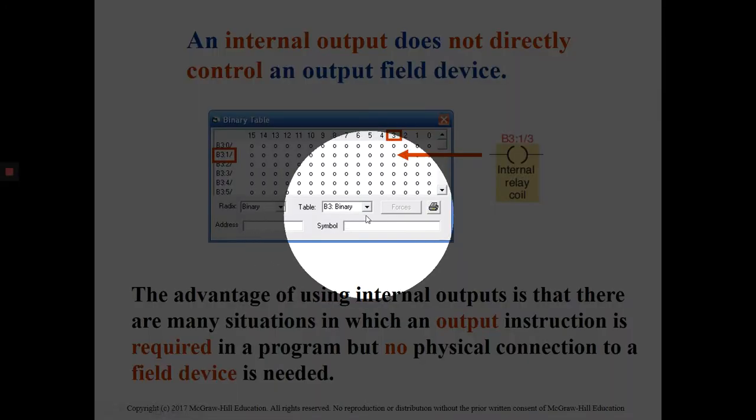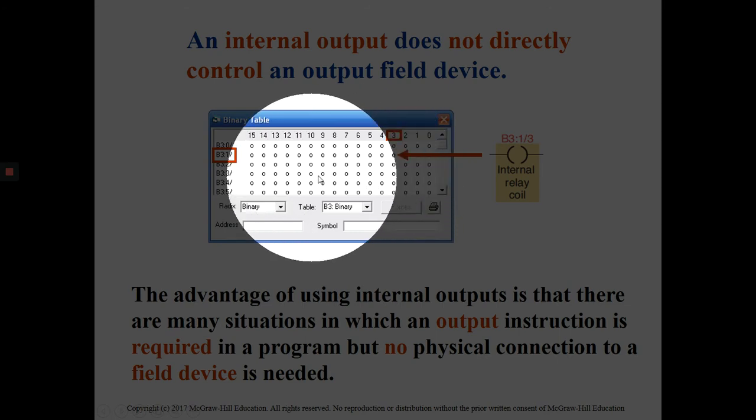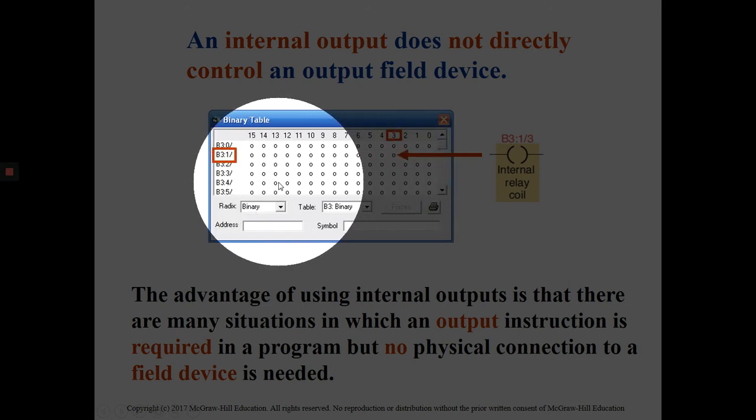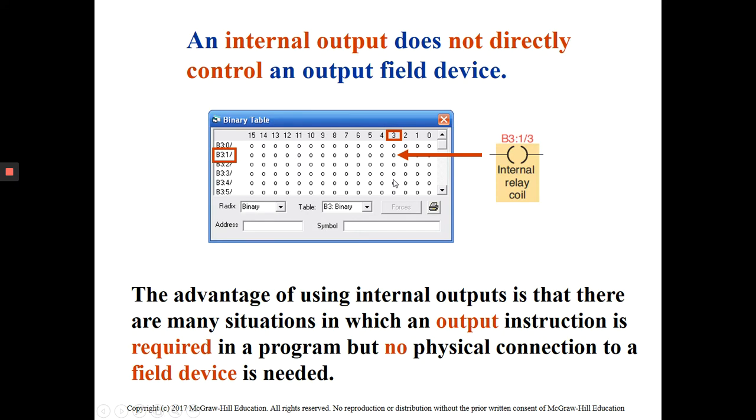As you can see here, the advantage of using an internal output is that there are some situations where we need to know the output of a connection of input instructions, but we don't want to energize any output device, like any actuators. Okay, so the program will give you an output in terms of bits. For example, the output is 1, the output is 0, but this output will not be used to energize any physical device or any physical actuator for the circuit.